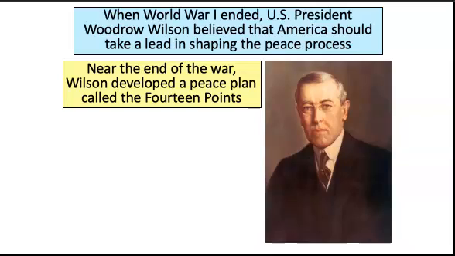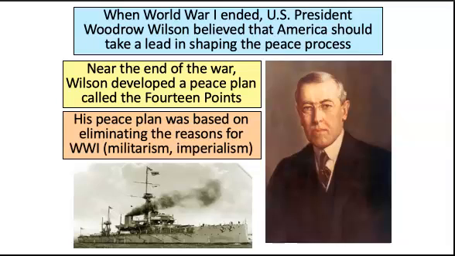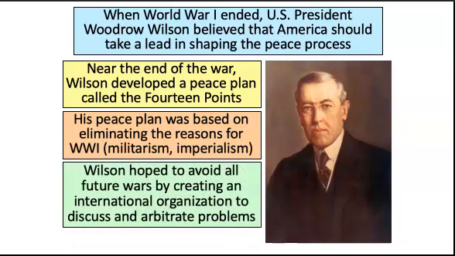Near the end of the war, Wilson developed a peace plan called the 14 Points. Now, this 14 Points peace plan was based on eliminating the reasons for World War I, for instance, militarism and imperialism. And he hoped to avoid all future wars by creating an international organization to discuss and to arbitrate problems.